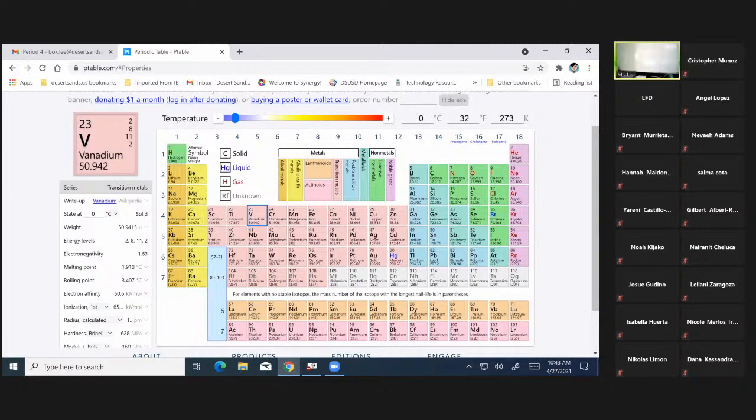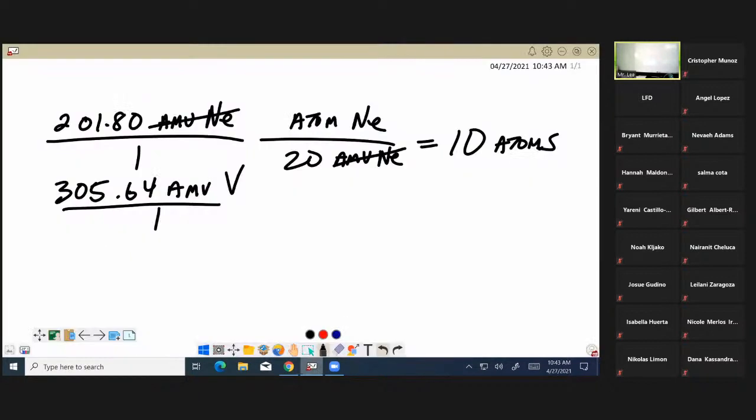All right. So again, we do exactly the same thing. It's division. 51 AMUs for every atom of vanadium. Right? And that's approximately 300 divided by 5. And so it's probably about 6 atoms.